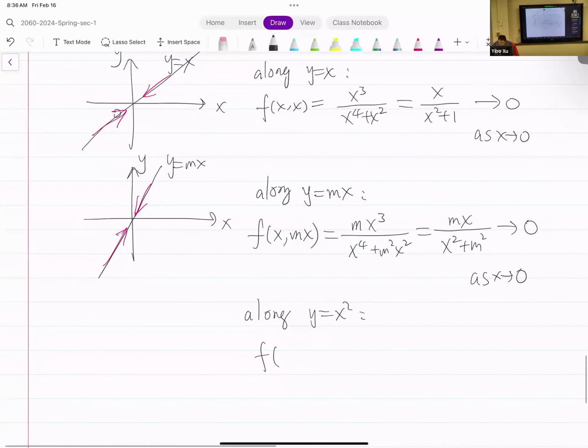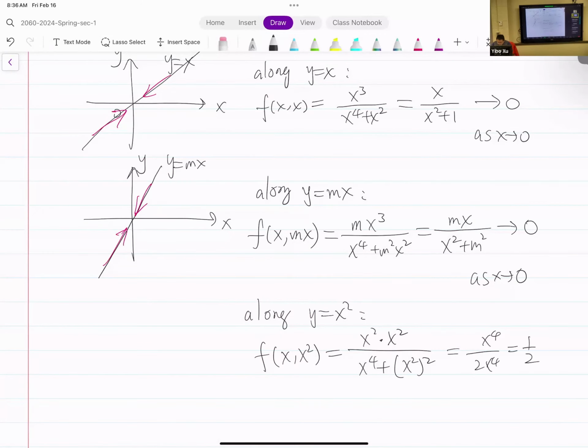So if we have y equals x squared, now we have what? We have x squared times y, right? X squared times y. Now y is x squared. And we have x to the 4 plus y squared. Now y value is x squared. You see, modifying from here to here, we just replace m by just x, and we actually get a 1/2. So this is x to the 4 over 2x to the 4. So this is 1/2 for x not being 0.